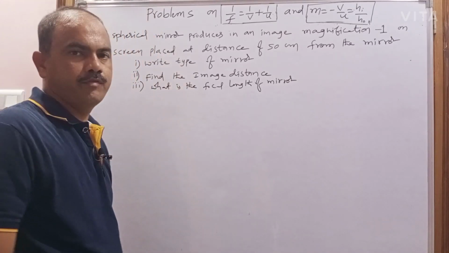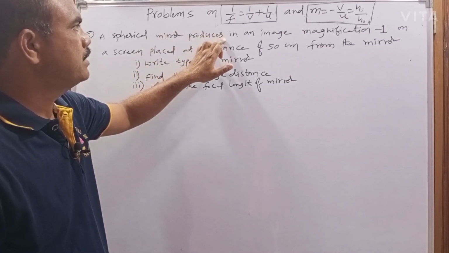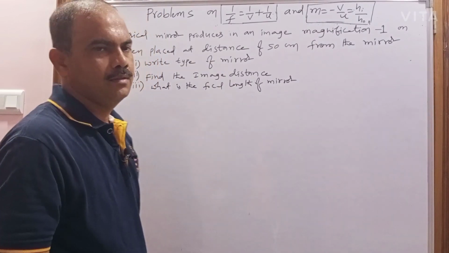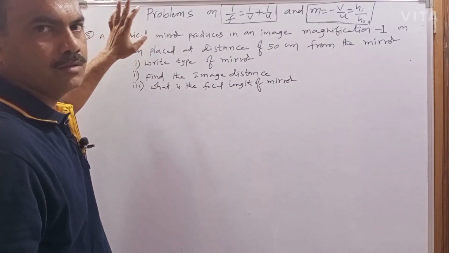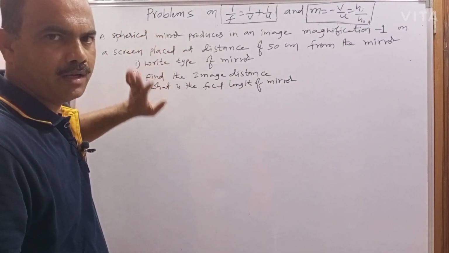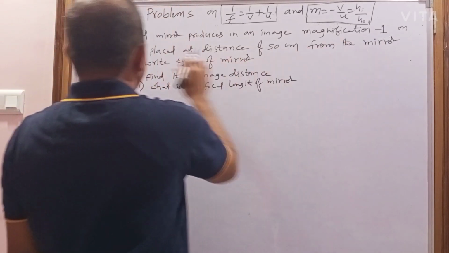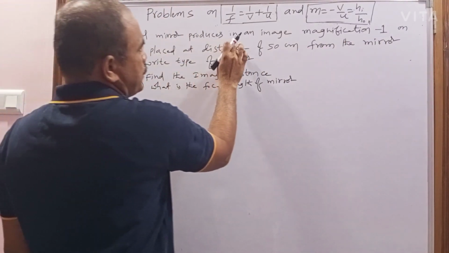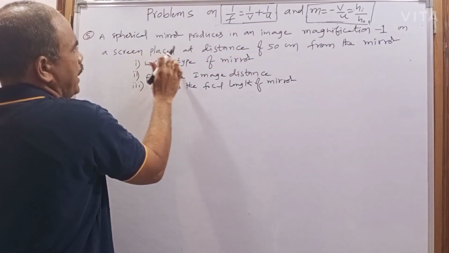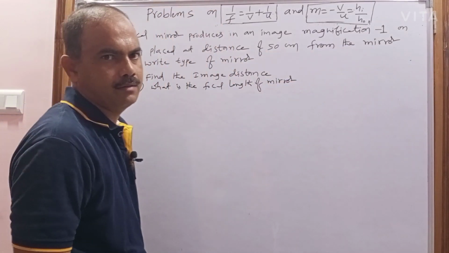Now coming to the fifth problem. A spherical mirror produces an image of magnification -1 on a screen placed at a distance of 50 centimeter from the mirror. In this problem it is not mentioned whether it is a concave mirror or convex mirror, so we have to suggest.